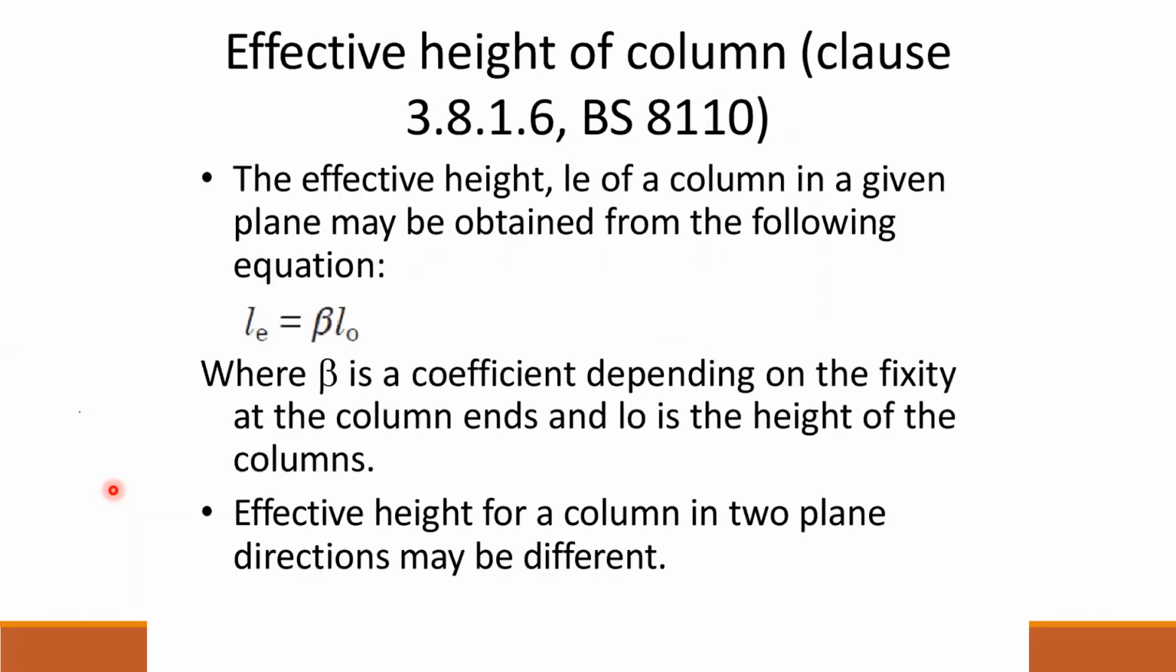The effective height of the column is one of the most important parameters when you design a column. The effective height is not simply the clear height of the column. The effective height, which we define as L effective (LE) of a column in a given plane, may be obtained from the following equation: LE is equal to beta times L naught, where beta is a coefficient depending on the fixity at the column ends, and L naught is the height of the column. The effective height of a column in the two plane directions may be different.